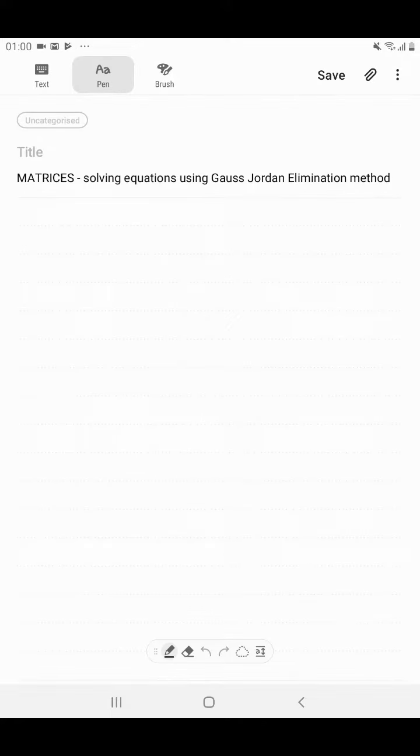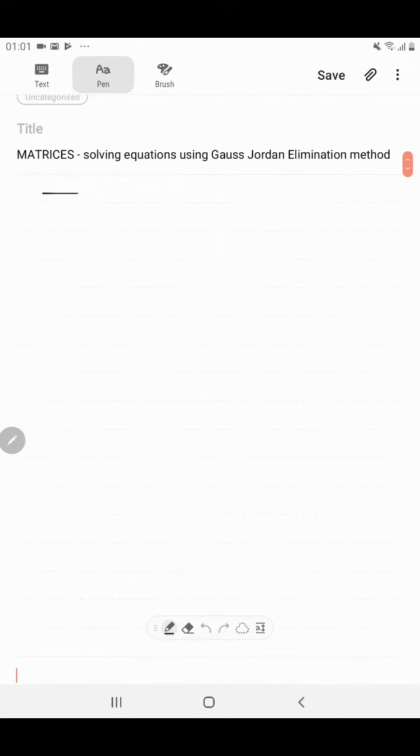Using the Gauss Jordan elimination method to solve a system of equations. Begin with the algebraic format of the system.